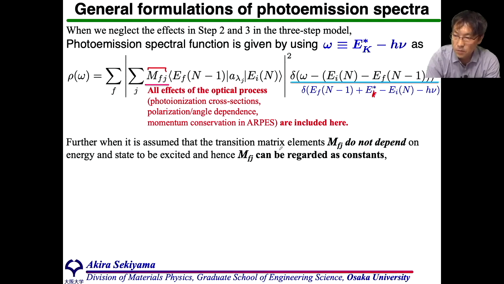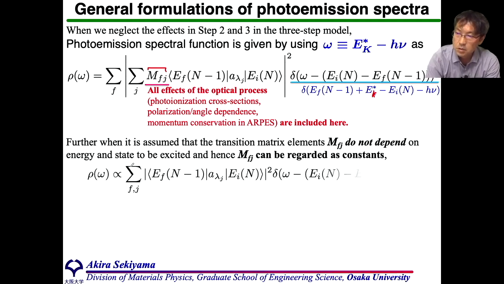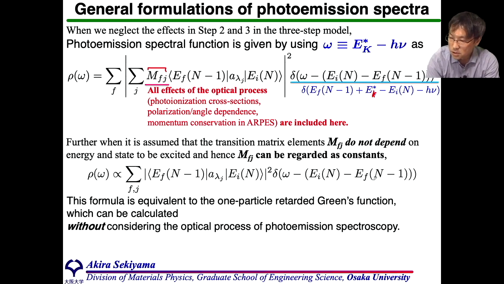Therefore, for such a situation, the photoemission spectral function is given by this formula. By seeing this as equivalent to the one-particle retarded Green's function, here we do not need to consider what happened in the photoexcitation, because all effects are included in this term. So this formulation is the one-electron photoemission spectra, but we do not care about the optical process in photoemission spectroscopy.